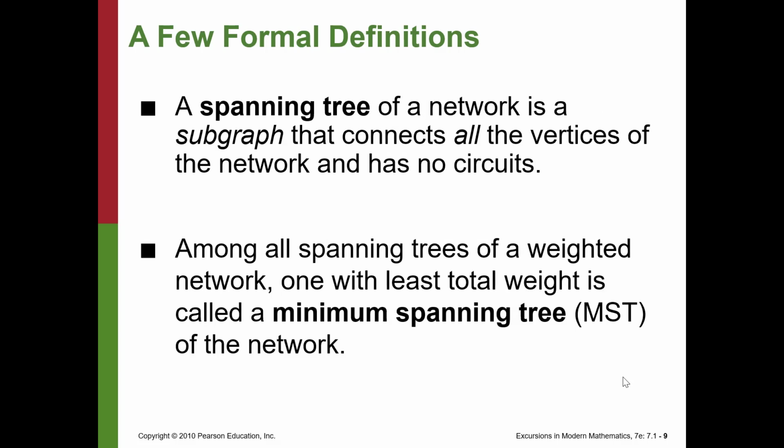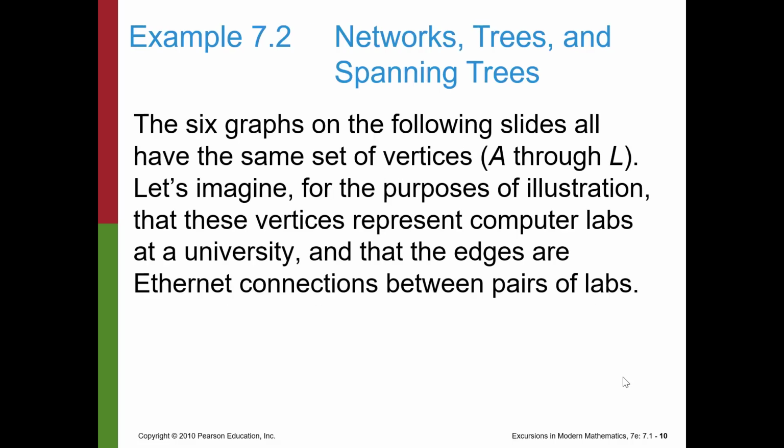A spanning tree of a network is a subgraph that connects all the vertices of the network and has no circuits. Among all spanning trees of a weighted network, one with least total weight is called the minimum spanning tree, MST, of the network. The 6 graphs on the following slides all have the same set of vertices, A through L. Let's imagine for the purpose of illustration that these vertices represent computer labs at a university and that the edges are Ethernet connections between the pairs of labs.